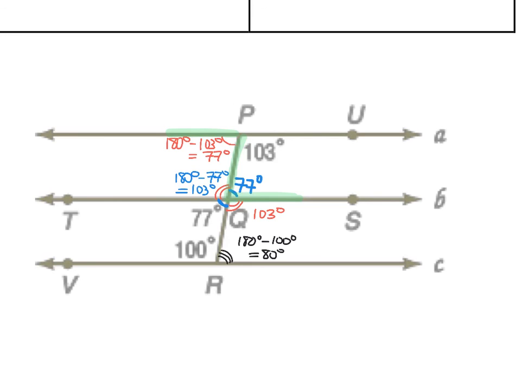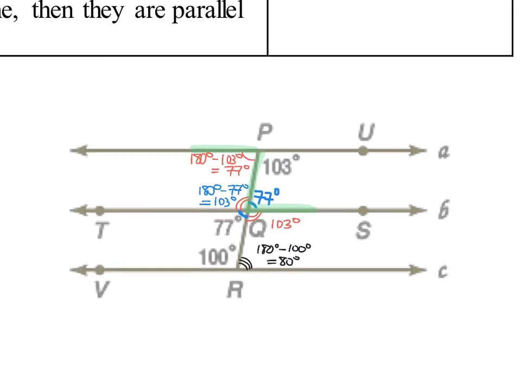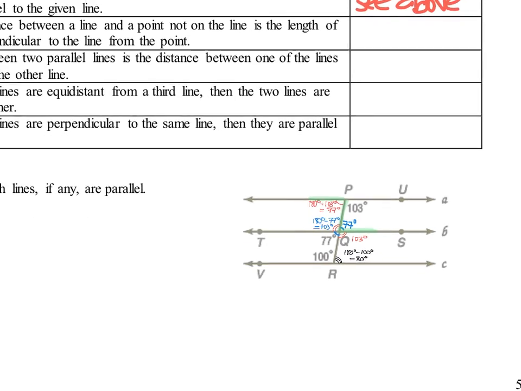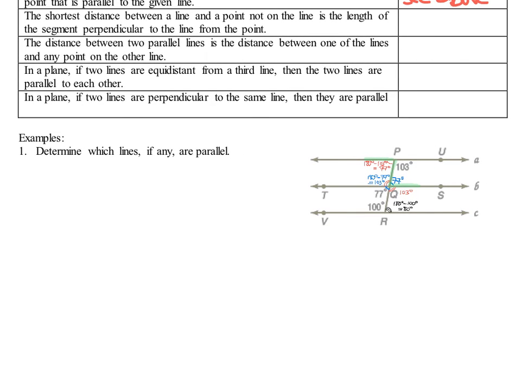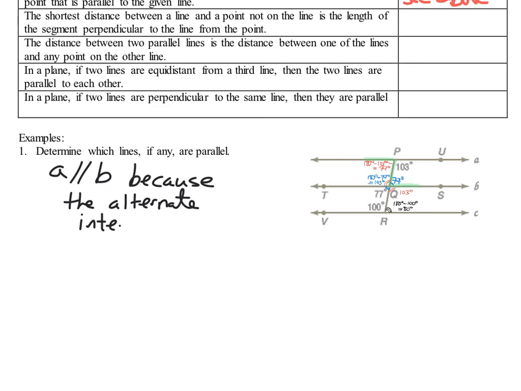Right? And so I can see that those two angles within that little cusp in each part of the Z, they're both 77. So I know my alternate interior angles are congruent. So I know that line A is parallel, poor quality parallel symbol, to B because the alternate interior angles are congruent.